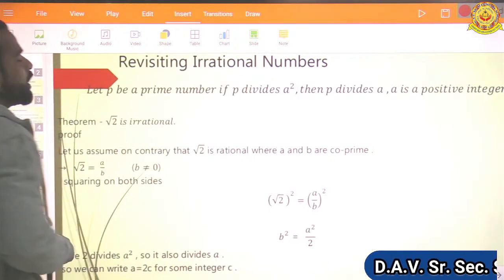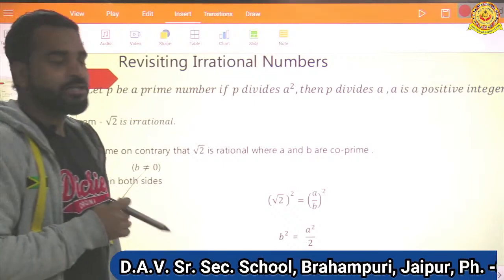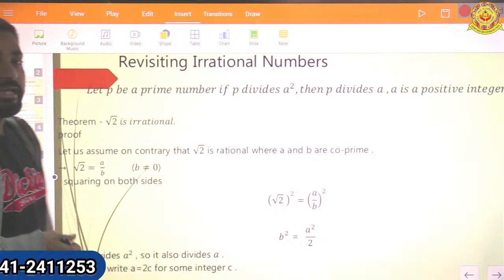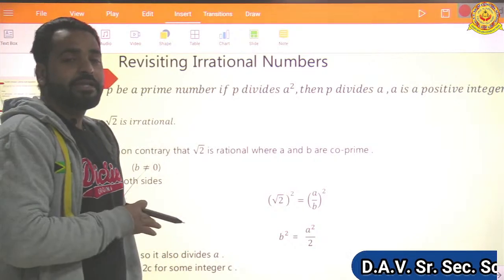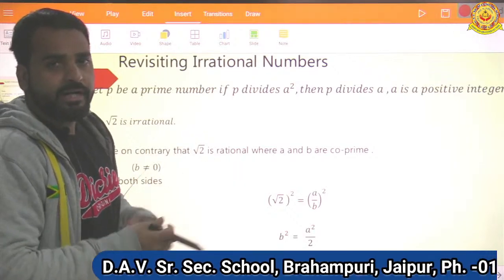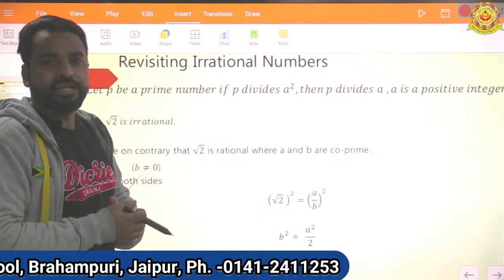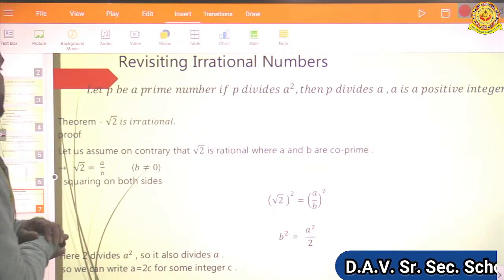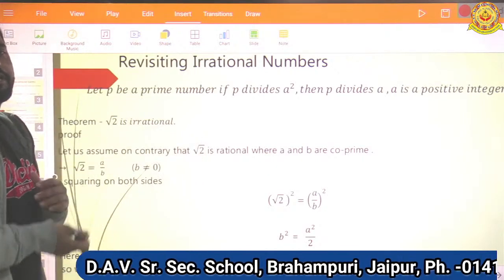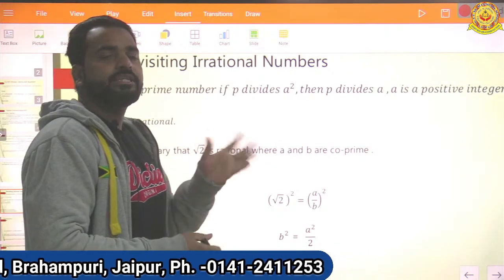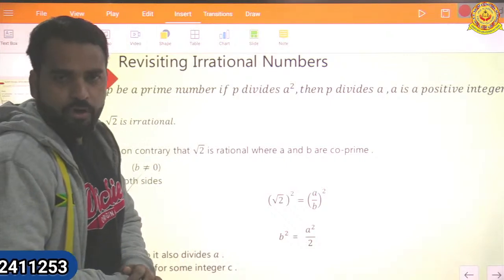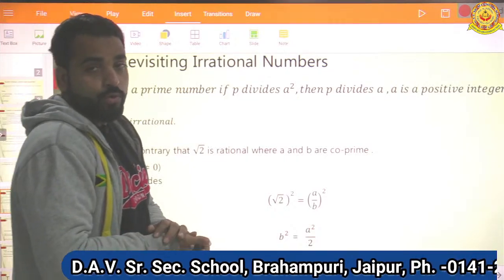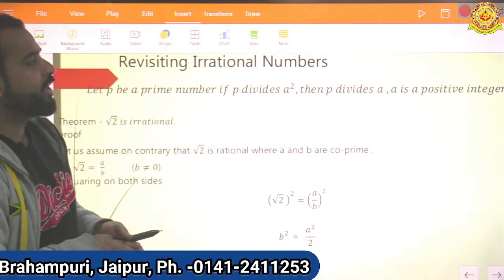All right, so if we have to prove that a number is irrational, let's suppose that it is not irrational, let's suppose that it is a rational number. If we think that under root 2 is a rational number, then it can be written in the form of p upon q, or instead of p upon q you can take any other letters like a upon b, where a and b are co-prime. Co-prime numbers are those which have no common factor other than 1.